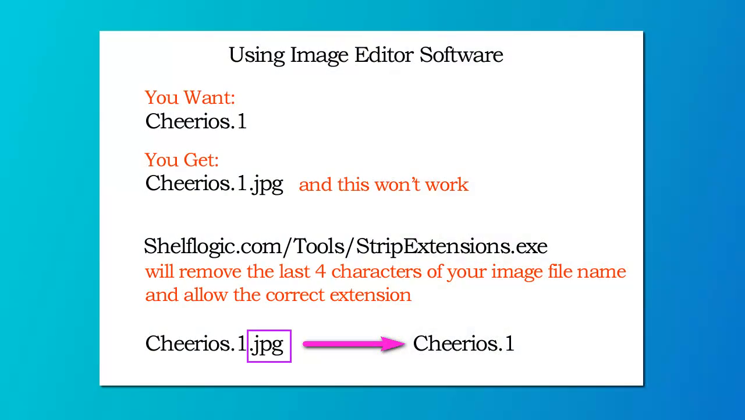When you save an image and give it an extension of .1, the image editor will append a file type like JPEG to it. We have a program you can download that will strip off the last 4 characters of each file in a folder to give you the correct extension.